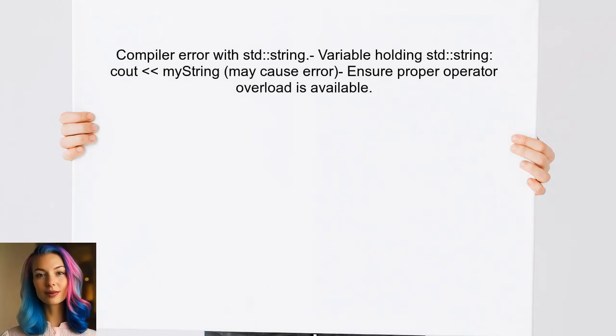Lastly, when the user tries to output a variable holding a string, they encounter a compiler error. This is likely due to the absence of the appropriate operator overload for string in the context of cout.